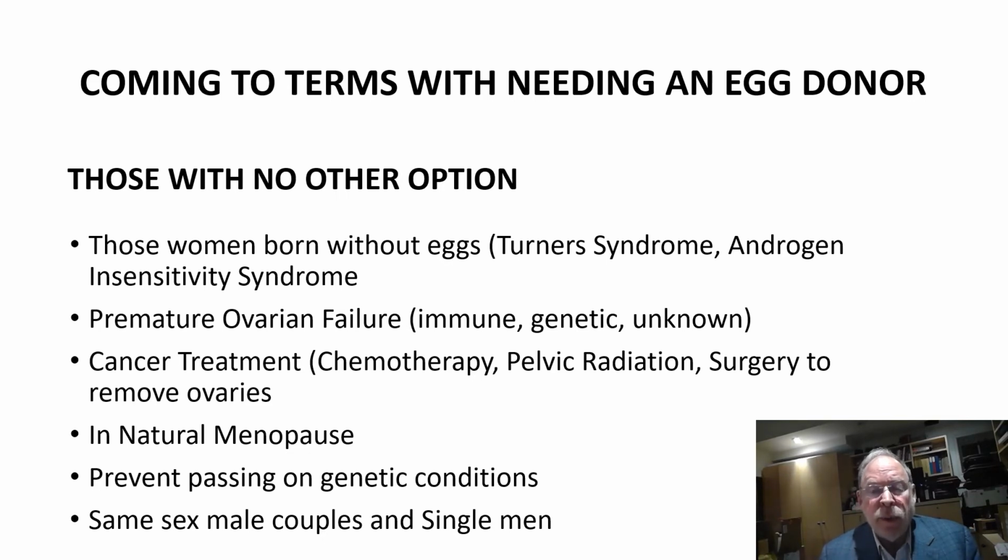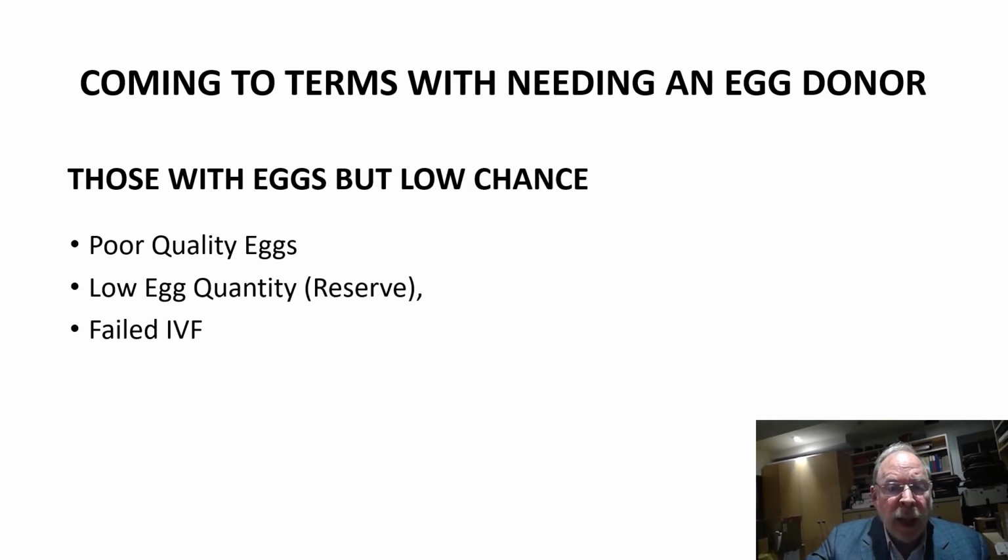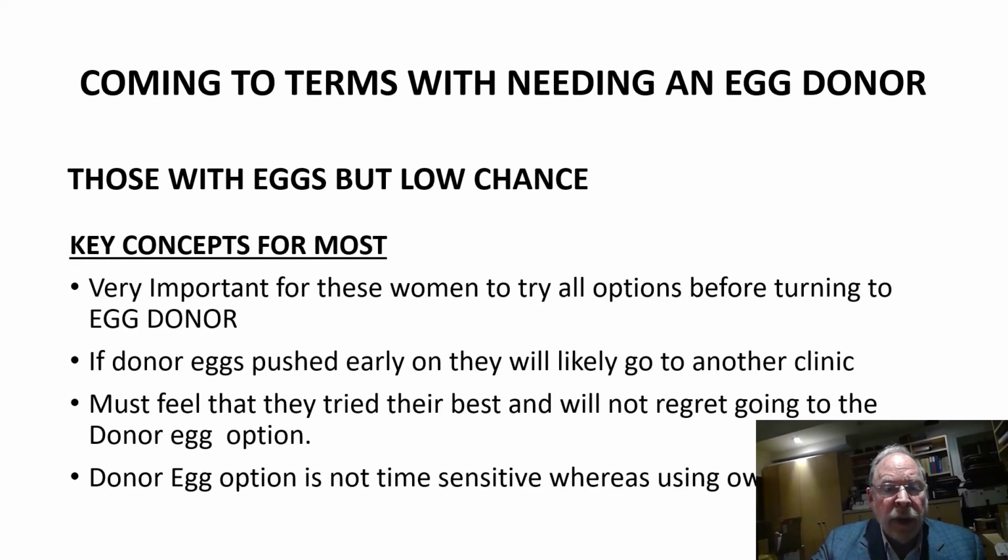So many of them will be able to have a child with their own partner's semen, and they can have a child that's genetically at least related to one of the two in the couple. And also, what about those that have eggs but have a low chance? So they could either have poor quality eggs or low egg quantity or reserve, or they have multiple failed IVF. And these are women that have more trouble coming to terms with needing an egg donor, obviously.